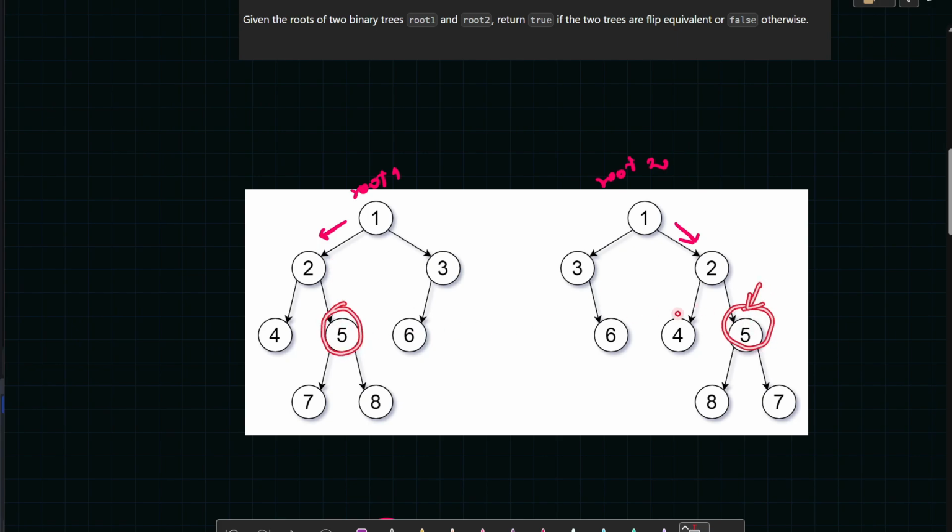Now we are standing over 5. Again we are checking, does the left child of 5 equal the right child of this 5?